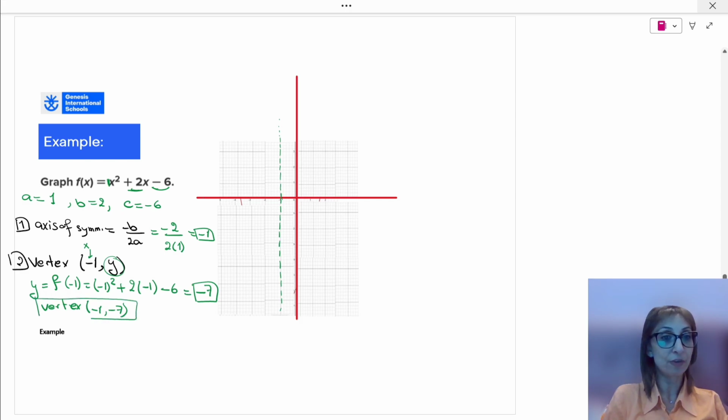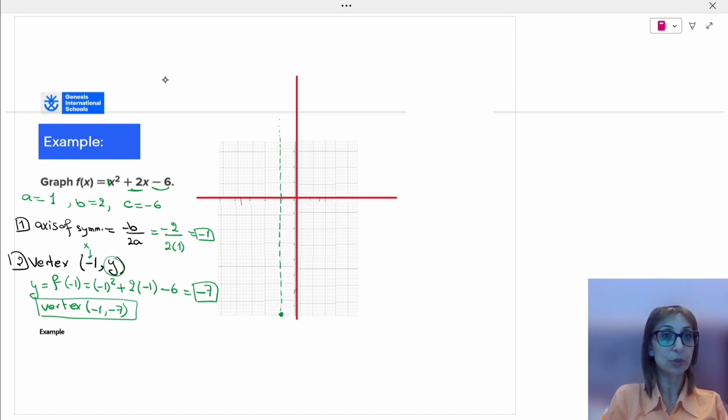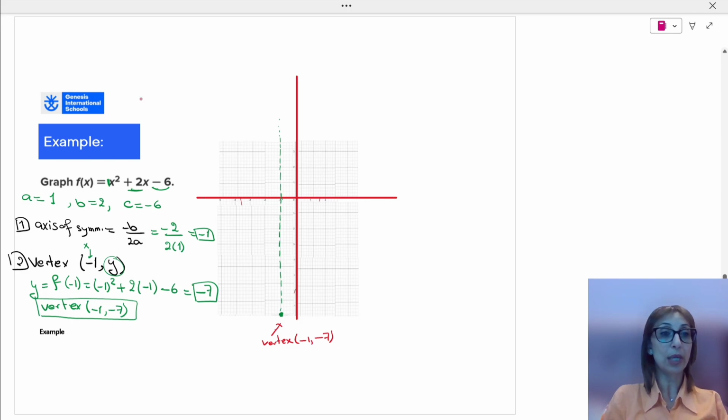This is the vertex. So move on the graph and put the point which is negative 1 and negative 7 on the axis of symmetry. So here is negative 1 and 1, 2, 3, 4, 5, 6, and 7. So at this point here, this is the vertex. Okay, I'll point at this vertex here. This is the vertex point at negative 1 and negative 7. Okay, what was the third step, if you remember?